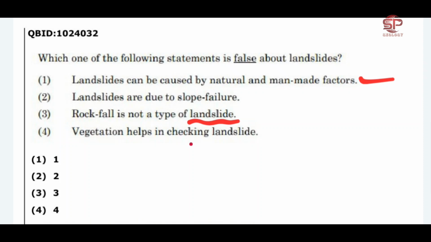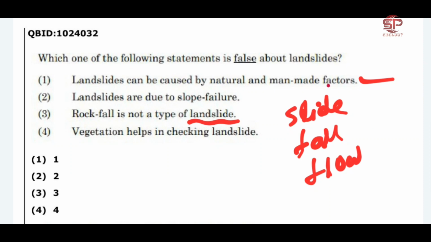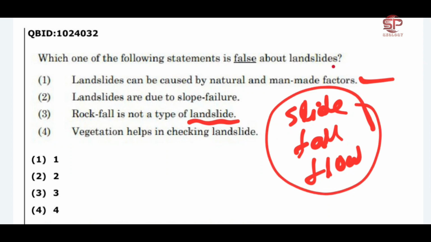But actually, in some cases, landslide is considered as mass wasting. But actually, landslide, rockfall, or slide, fall, flow, are the three types under mass wasting.